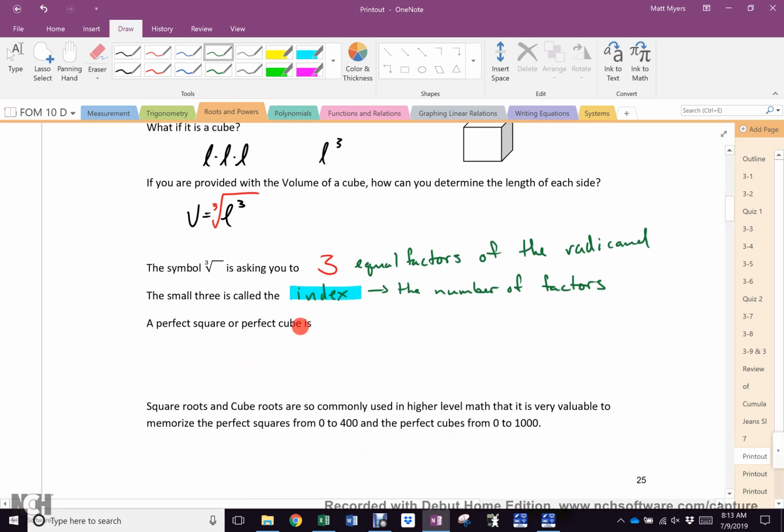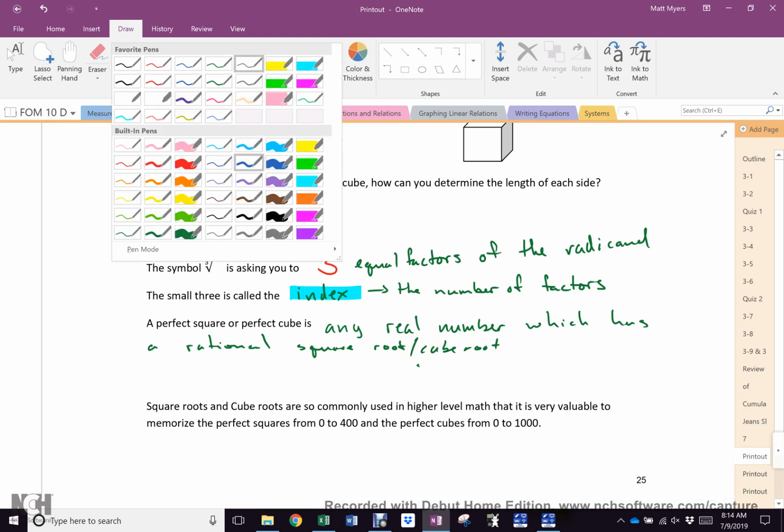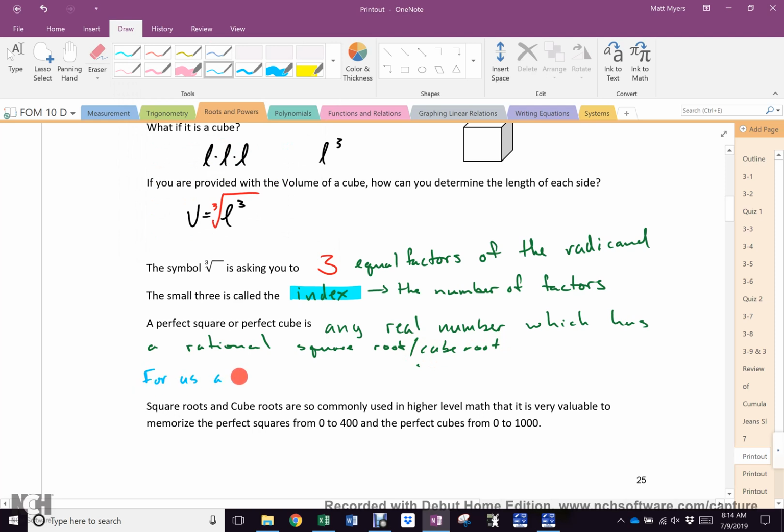A perfect square or perfect cube is any real number which has a rational square root, technically, or a cube root. Technically. For our purposes, a perfect square or cube has an integer root. All right, and here's what I mean by that.